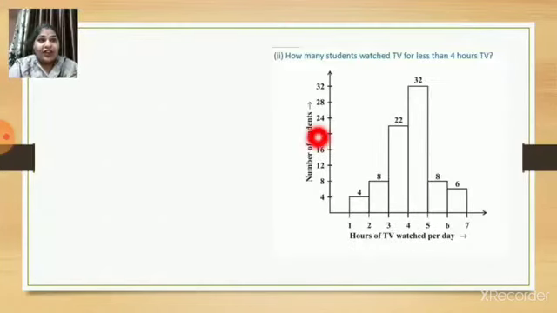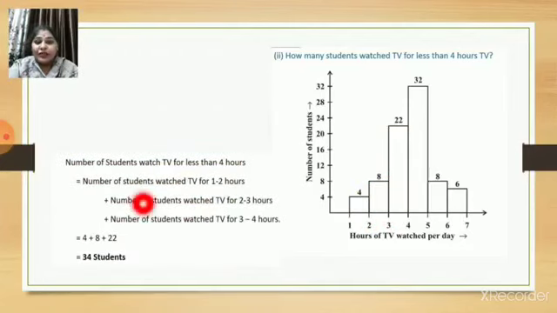So this is again, how many students watch TV for less than 4 hours. So you can see this is the bar for 4 to 5. So we have to see less than. So obviously you will add 22 plus 8 plus 4. This is less than 4. So these 3 bars you are going to add, children. So it will be 4 plus 8 plus 22, that is 34 students watch TV less than 4 hours. I hope now it is very much clear how to read the histogram and answer the following questions.